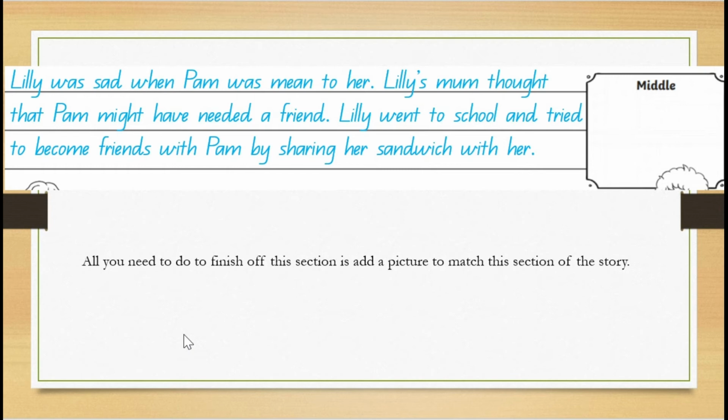Lily went home, talked to her mum, and her mum said, oh, well, maybe Pam needs a friend. So Lily then comes to school and tries to become friends with Pam by sharing her sandwich. She's being kind to Pam. That was our solution part of the story. So we've got our climax and most of our solution, or our resolution. All you need to do once again is add your little picture that you're going to draw to match what you've added into that section. If you need, pause the video and press play when you're ready to continue.